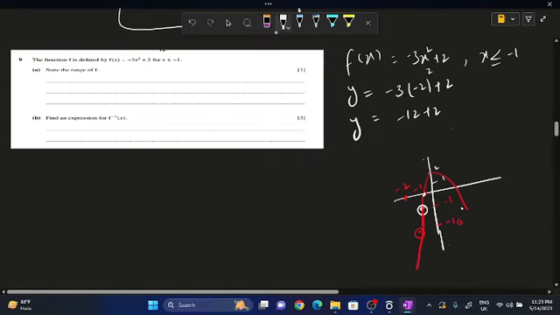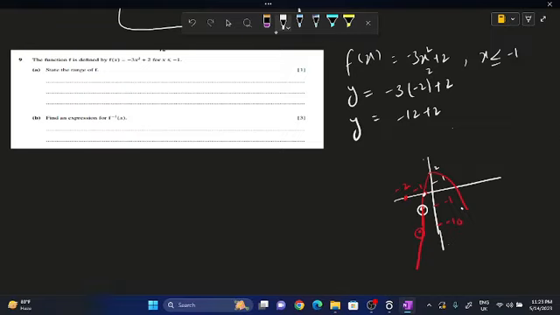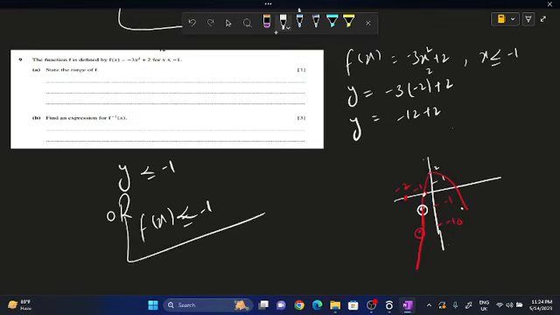So you have to find the range. The range will be calculated from this graph. So y would be less than or equal to minus 1, or you can also say f of x is less than or equal to minus 1. It's giving me minus 1, and then other than minus 1 it goes on decreasing. So on this basis I can say that's the range for this graph.